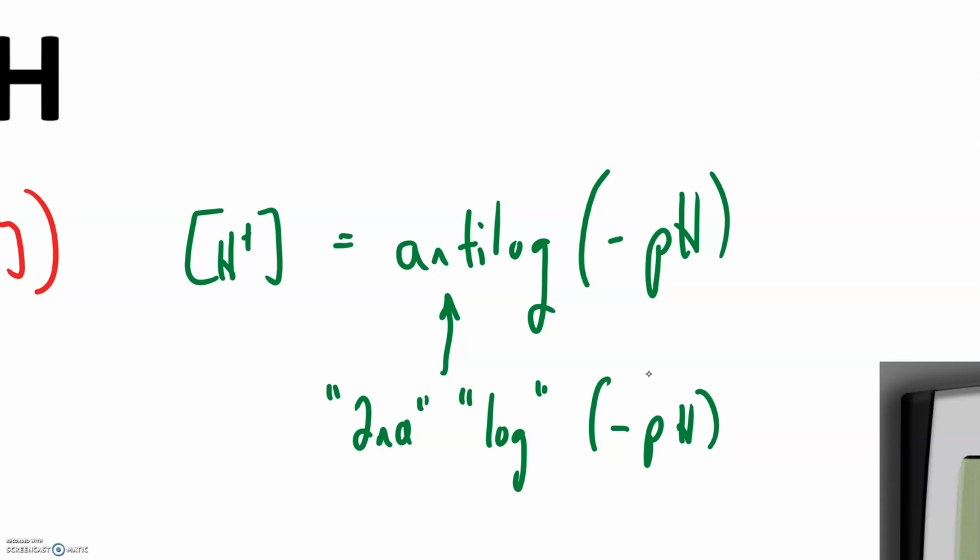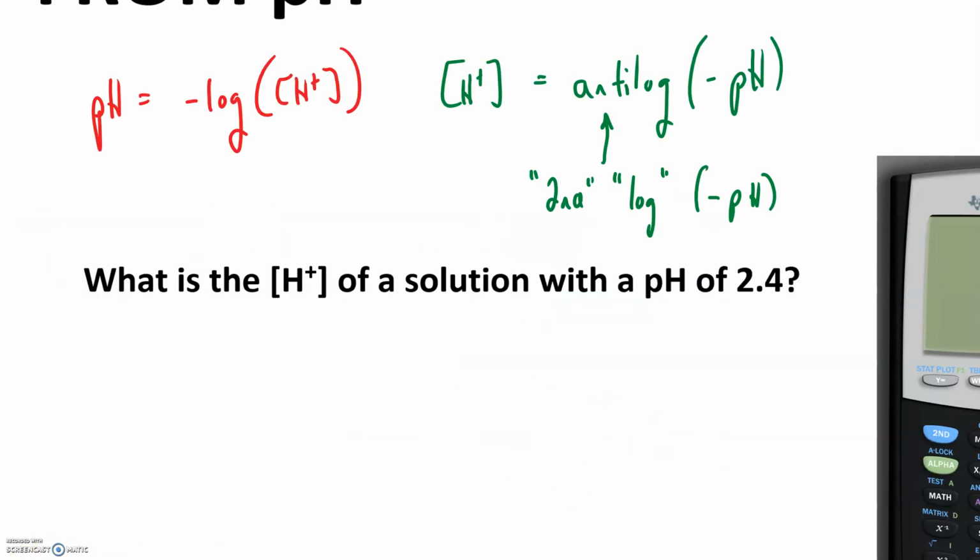So let me show you how this works. Take an example here. Let's say I was going to ask you to tell me the concentration of H plus in a solution with a pH of 2.4. So we're going to plug this right into this fresh new equation. H plus, or the concentration of H plus, equals anti-log of negative pH. In this case, the pH is 2.4.